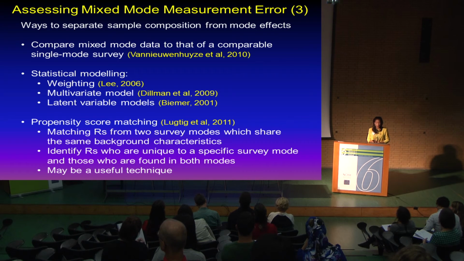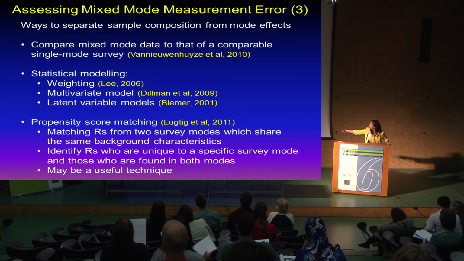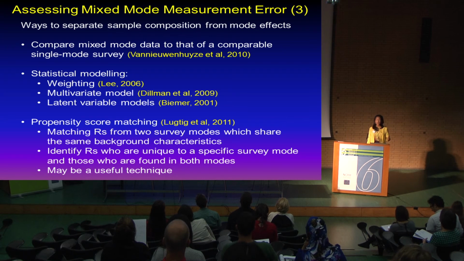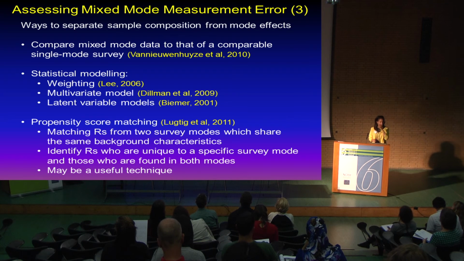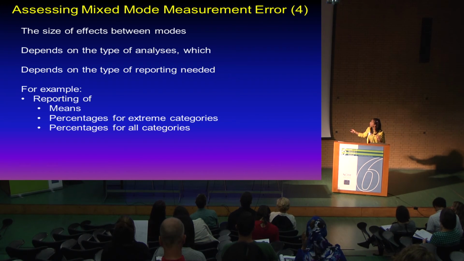We could compare a mixed mode study to a comparable single mode study. That's been done. We can obviously try different statistical modeling techniques or look at propensity score matching. So all of these things have been tried, just to give you the wide variety of what's going on. And I'm not going to advocate one thing over another, just to say what's been out there. Because ideally, what we're trying to do depends on the type of analysis that we're going to be doing.